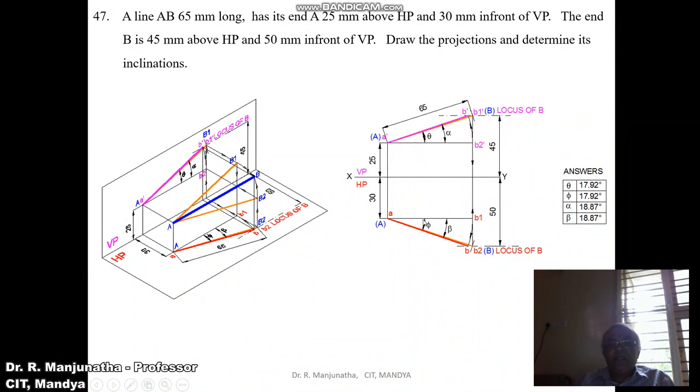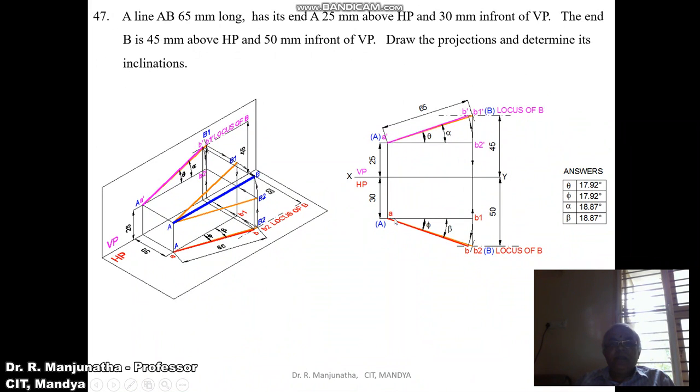So you measure the inclination and write the notation, that is the inclination with respect to the top view, which is beta, the apparent inclination with respect to VP, which is phi. Now similarly, we need to find out the front view. To find out the front view, we have to take the top view line of the true length. So here the top view line of the true length is AB2.